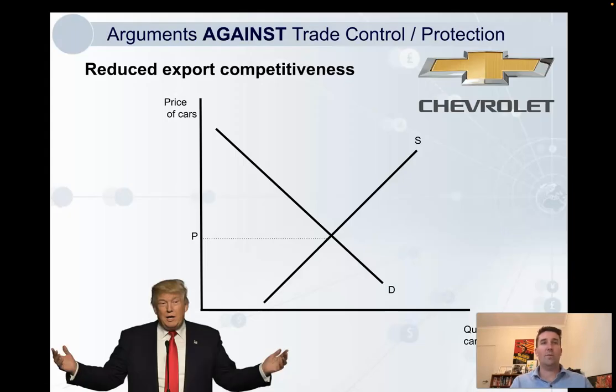Okay, reduced export competitiveness. Think of the car industry in the US with brands like Chevrolet. They now have higher costs because they need steel and aluminium to make their cars. So they have higher costs, which leads to a higher final price for their cars. So higher cost in microeconomics we show with the decrease in supply. And this makes their exports of cars far less competitive when they're competing in, say, the Australian market. And this, of course, applies to other industries, other manufacturing industries.